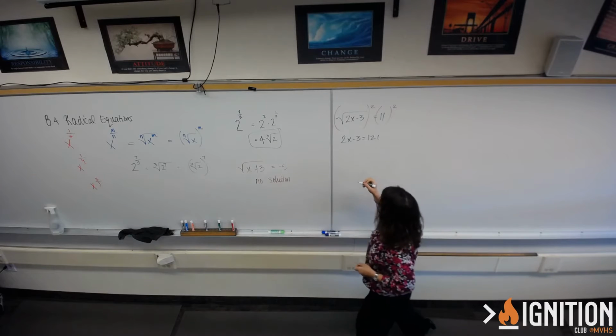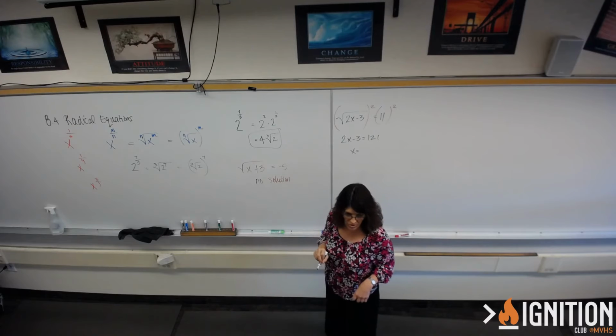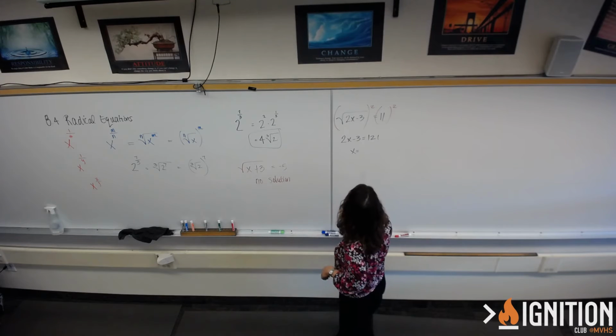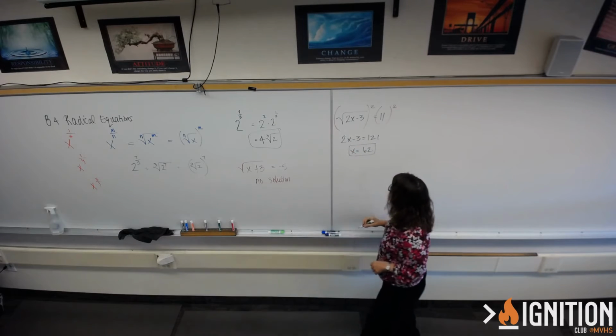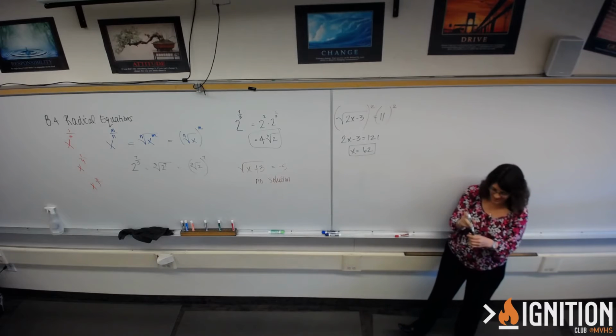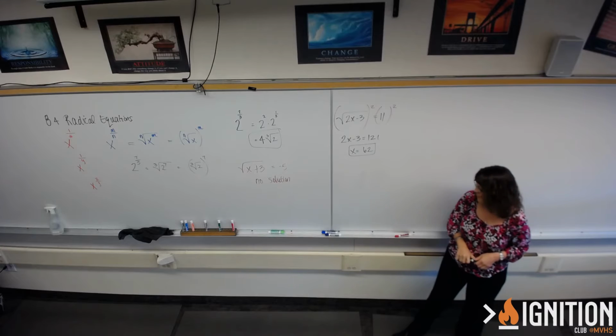I'm skipping steps. What's x? 112? No? 62. Add 3. I don't know what I was thinking. I was thinking that 124 divided by 2 was not 64.